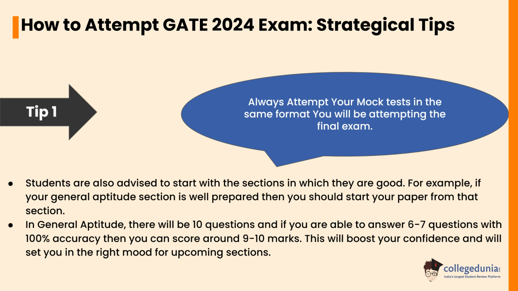In general aptitude, there will be 10 questions, and if you are able to answer 6 to 7 questions with 100% accuracy, then you can score around 9 to 10 marks. This will boost your confidence and will set you in the right mood for upcoming sections.